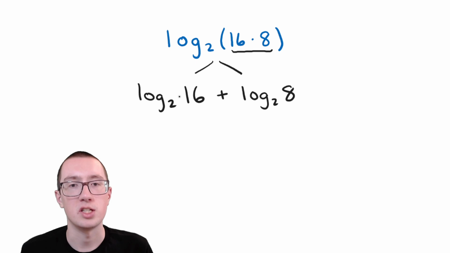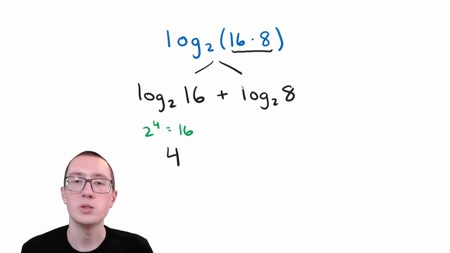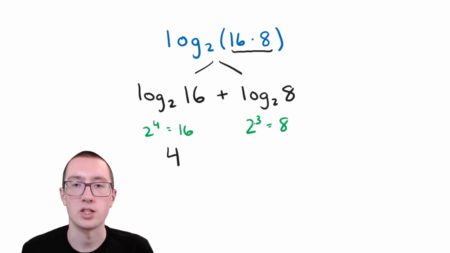What exponent do you need to put on 2 to get 16? Well, you need to put an exponent of 4, because 2 to the power of 4 is 16. So this log right here is equal to 4. And now this log over here, log base 2 of 8: you have to put an exponent of 3 on 2 to get 8, because 2 times 2 times 2 is 8. So this log is equal to 3. And if we add these together, we get 4 plus 3, which is equal to 7. So this log right here is equal to 7.